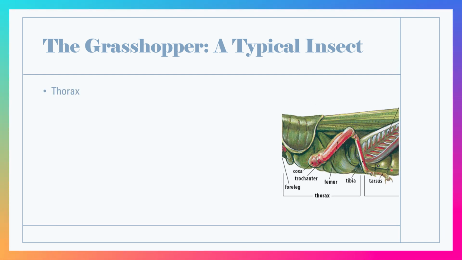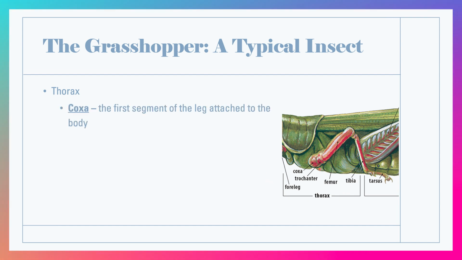The second part of the insect, you remember there are 3 parts to an insect: the head, the thorax, and the abdomen. The second part is the thorax, and it extends from the last of the head here to where the abdomen starts back here. And so the thorax is this part in here.